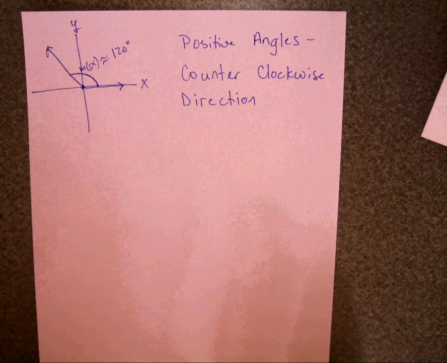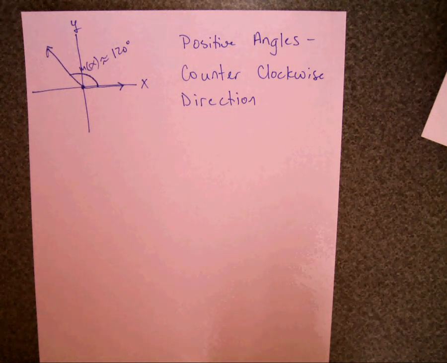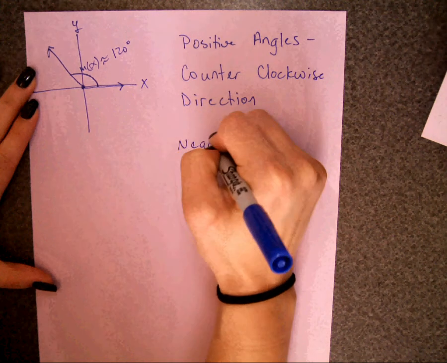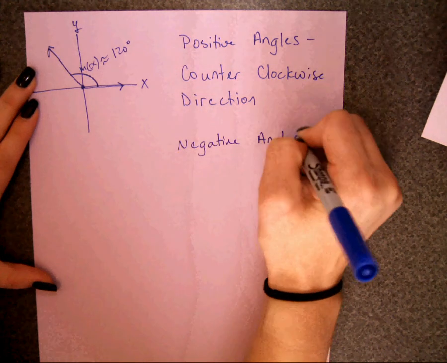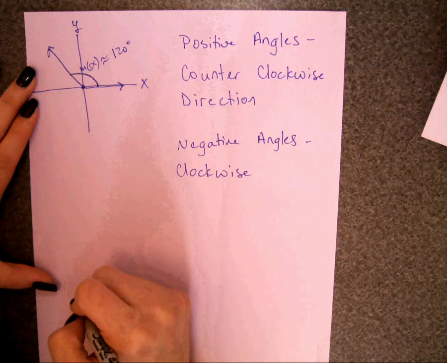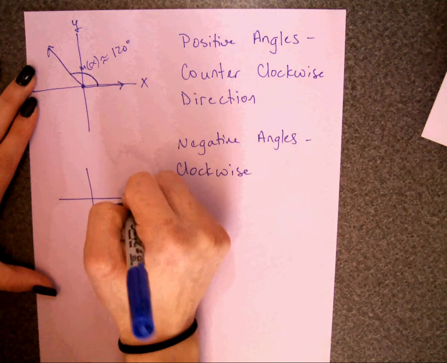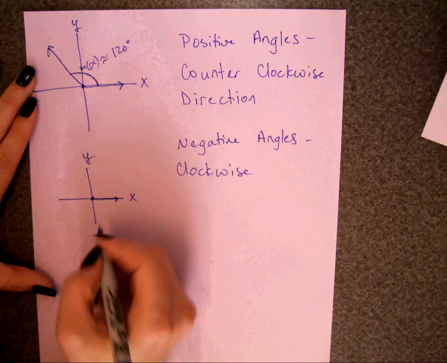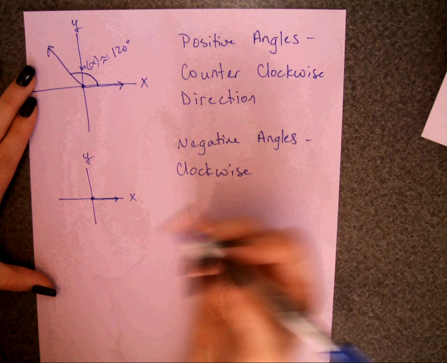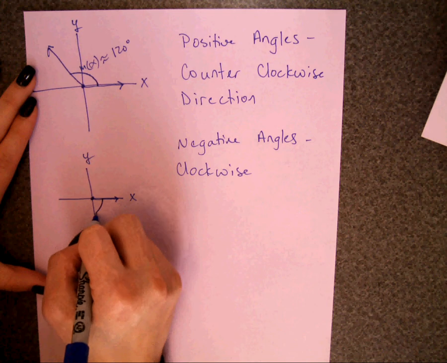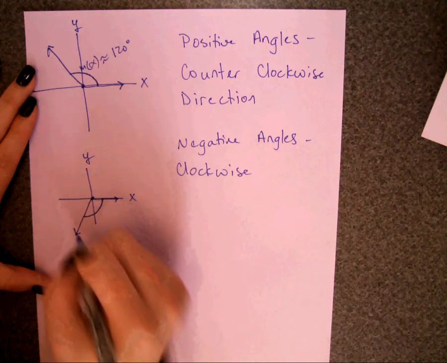Now, if I want to make a negative angle, I'm going to go the opposite direction. So I'm going to come down from the initial side, or in the clockwise direction. So negative angles are formed by going the opposite direction, so going clockwise. So again, vertex at the origin, initial side, and coming off to the right. So coming down, going in the clockwise direction. So now I've created a negative angle.